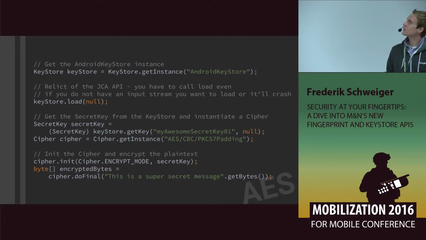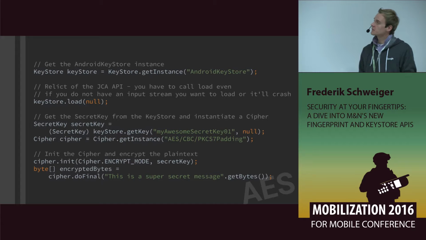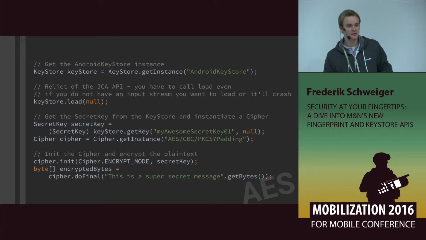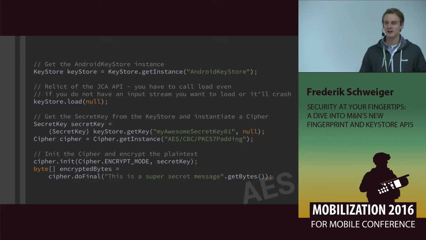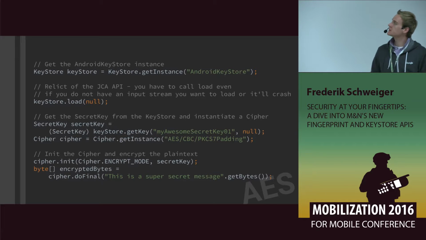This works the same way. We just get an instance of the Keystore, again the Android Keystore provider. We have to call Keystore.load because this is somehow a relic of the old JCA API. If you don't do it, it will crash. So do it. And then we get our secret key by calling Keystore get key, my awesome secret key, null. Cipher get instance, and this more or less describes the parameters we just built before with the builder pattern.